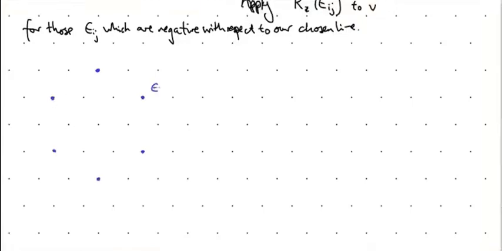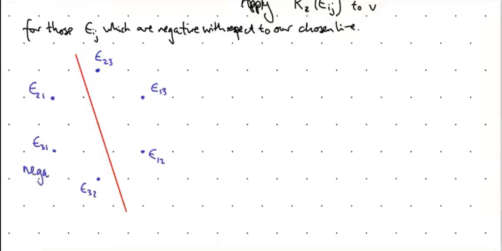This is the weight space that contains E13. I think this is E12 and E23. These are all on the right-hand side of this line of irrational slope. Whereas these ones, E21, E31, and E32, are all on the left-hand side. So these are the negative roots with respect to this choice, and these are the positive roots.